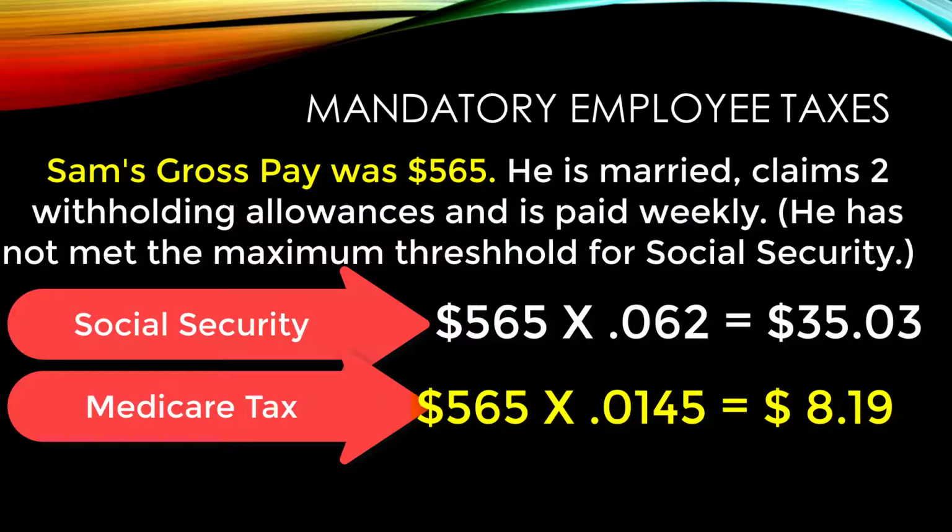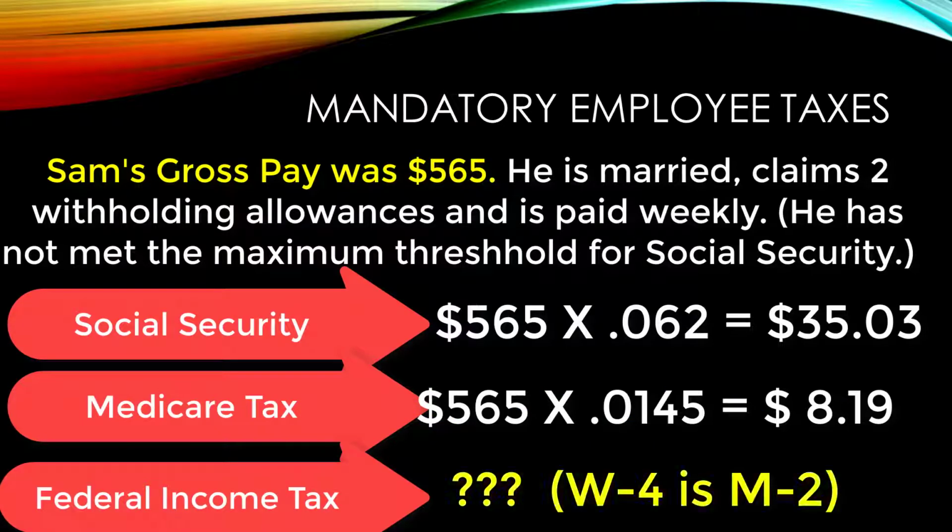$8.19. Lastly, his federal income tax is based on a sliding schedule. We'll take a look at the Circular E used to determine how much his federal income tax is in the next slide.